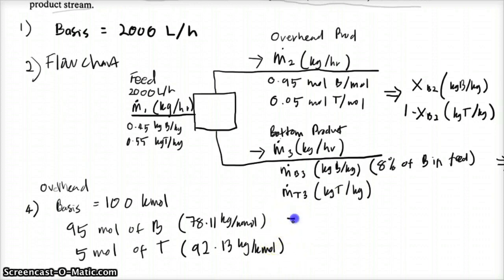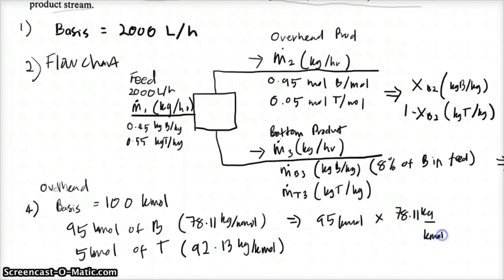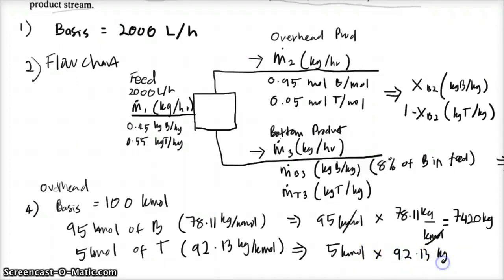So to get the mass here is easy as peanuts. So that's 95 kilomole and 5 kilomole, since the basis is 100 kilomole. So 95 kilomole times 78.11 kilogram per kilomole. So that's cancelled out, and we get, what's the value? 7420 kilogram. The next is 5 kilomole of toluene times 92.13 kilogram per kilomole.